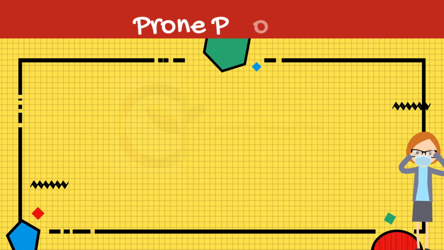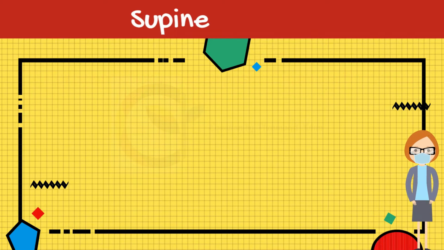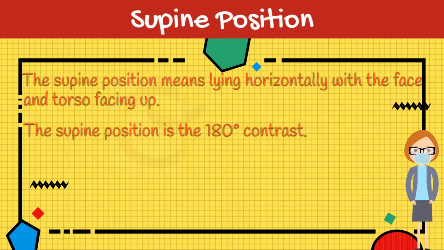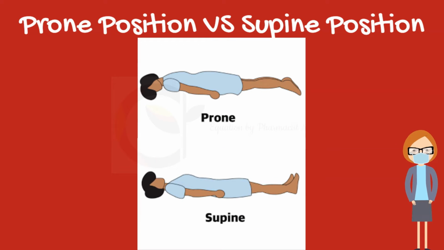What are prone and supine positions? Let's discuss. The prone position is a body position in which the person lies flat, with the chest down and the back up. On the other hand, the supine position means lying horizontally with the face and torso facing up. The supine position is the 180 degrees contrast. Here are the diagrams for comparison between these two positions.